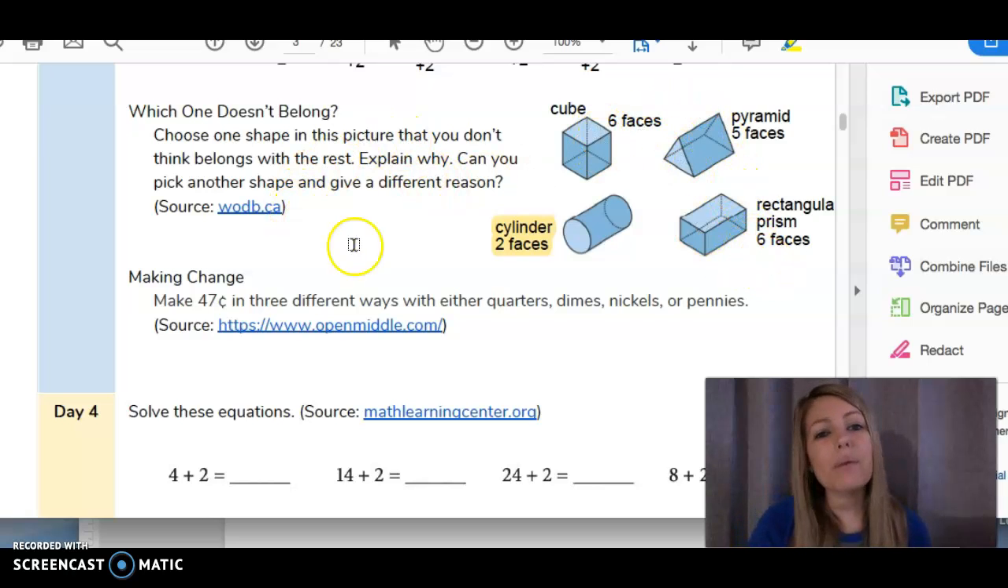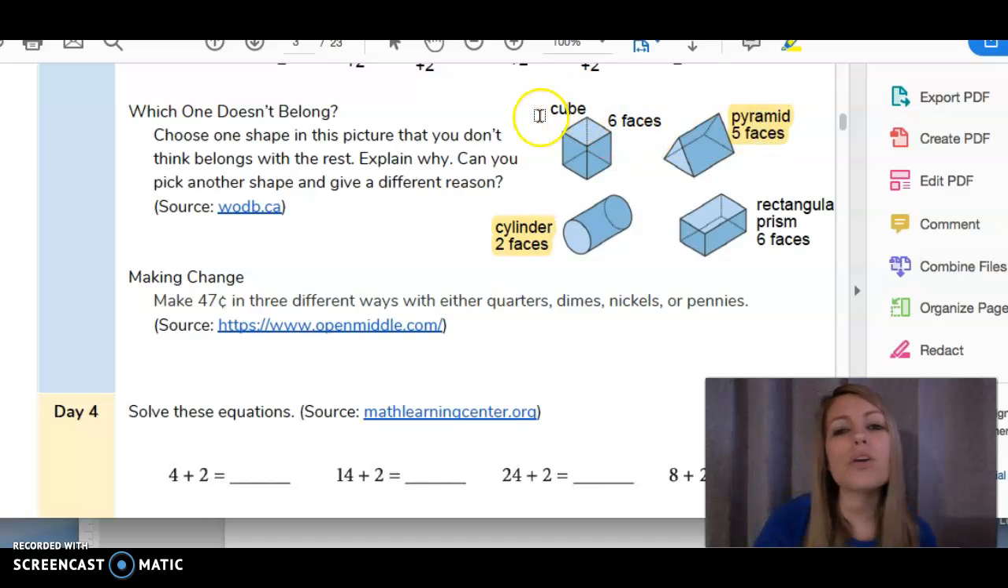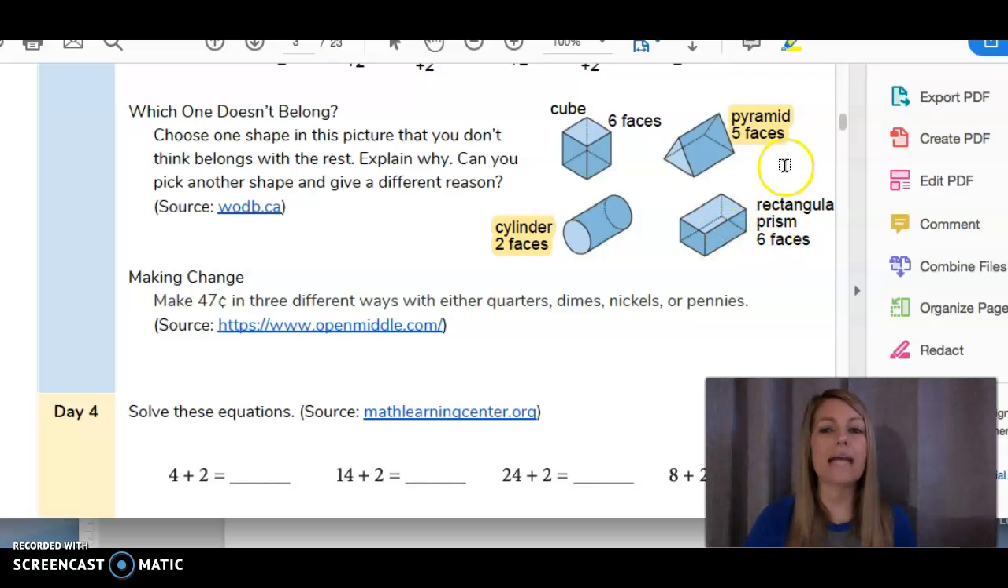It says if you had to pick another shape to get rid of, which one do you think would not fit with the rest? I would say if I had to get rid of one more shape that doesn't fit with the rest, I would get rid of the pyramid. And the reason why is because the cube has 6 faces or sides, the rectangular prism has 6 faces or sides, but the pyramid only has 5 faces or sides. Also, the cube and the rectangular prism seem to go together. Do you see how they kind of look the same, except the rectangular prism has just been stretched a little bit, so it's a little bit longer?